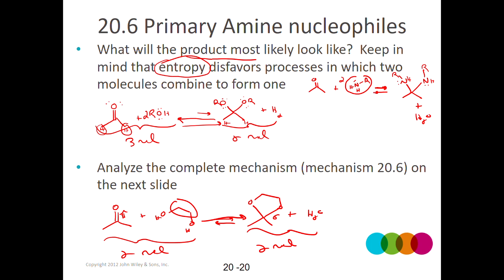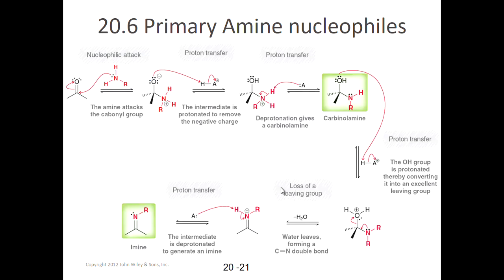But here we do have the fundamental problem where I've got 3 total moles on the reactant side and only 2 on the product. So the fact that entropy disfavors processes where molecules combine to form fewer molecules, what actually is going to happen here is a different reaction that will yield a different product that won't have less entropy than the reactants in this way. So let's take a look at the mechanism, and that will help us predict why we're getting the products we're getting. All right, so very similar to the mechanism we already saw.